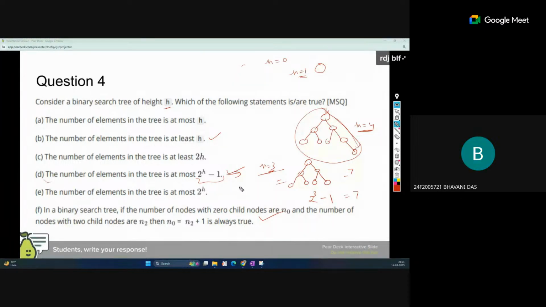Got it, sir. Sir, how do we define depth, and what is the difference between depth and height of a tree?